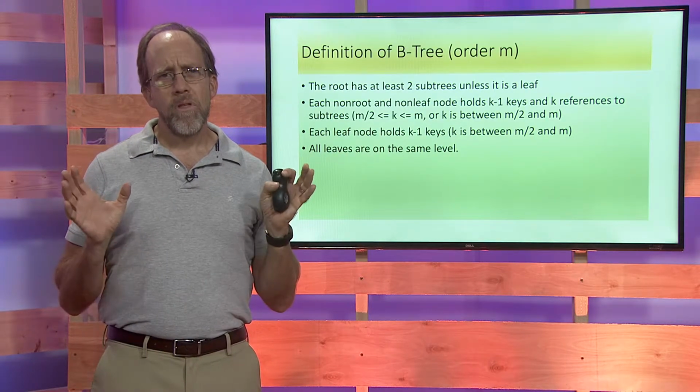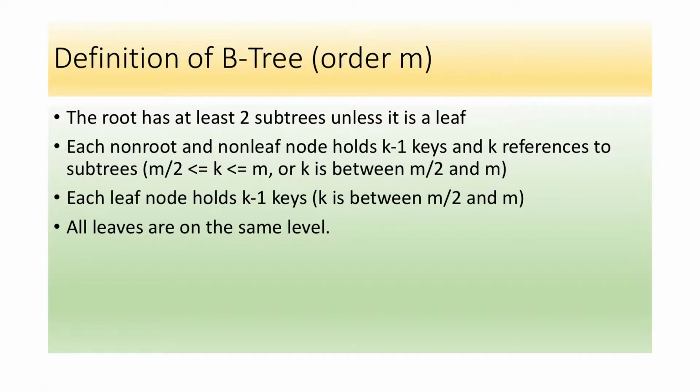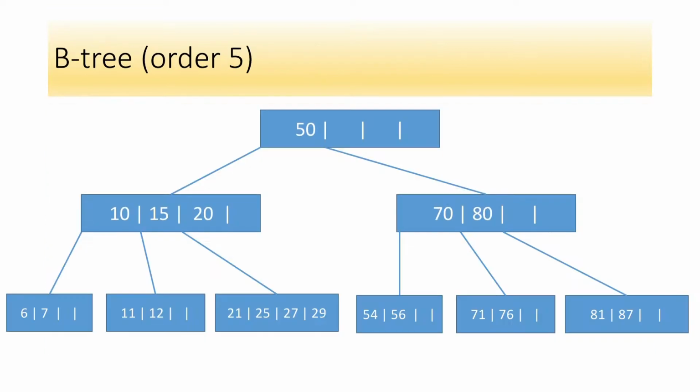Now, this would be the rules of the B-tree. Like the root has at least 2 subtrees unless it is a leaf. And each non-root and non-leaf node holds k-1 keys and k references to subtrees with a specific mathematical relationship. I'm not going to go into the guts of this. What we're really saying is that you've got a node which can have multiple pointers coming off of the node.